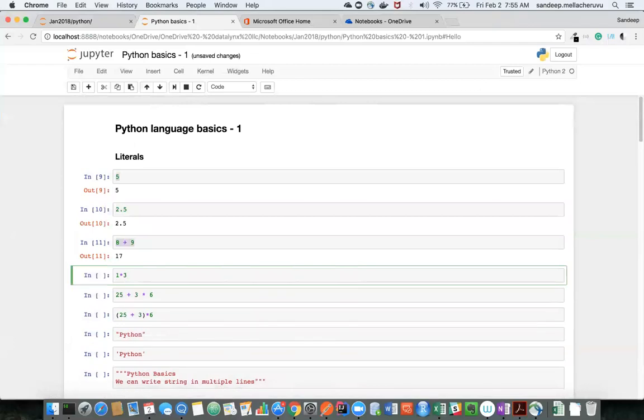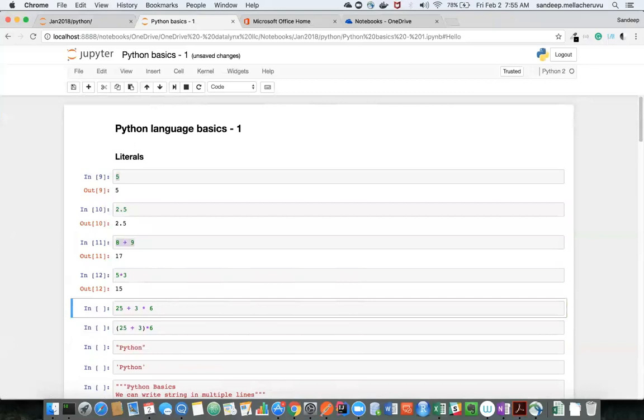Similarly, you can do multiplication also. Maybe instead of 1 into 3, if I do 5 into 3, it still does multiplication. And for multiplication here, the operator is star. It's not cross. Do not use cross. Cross is X in Python.